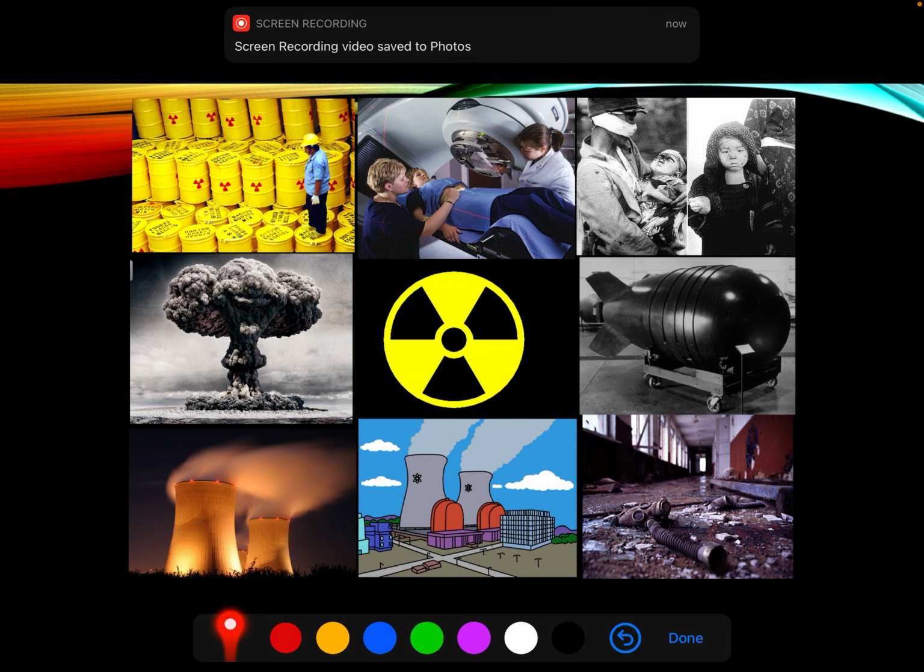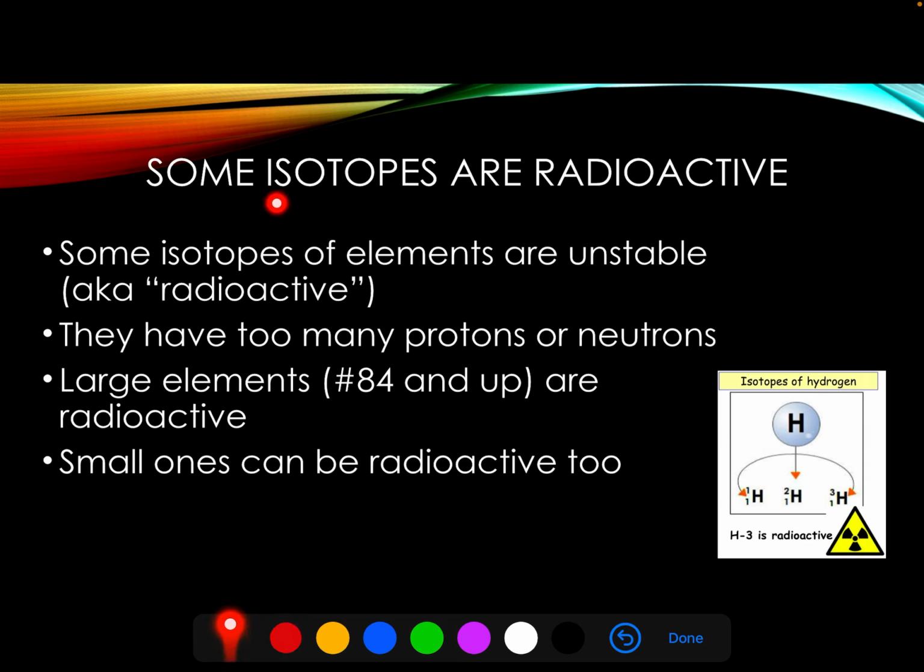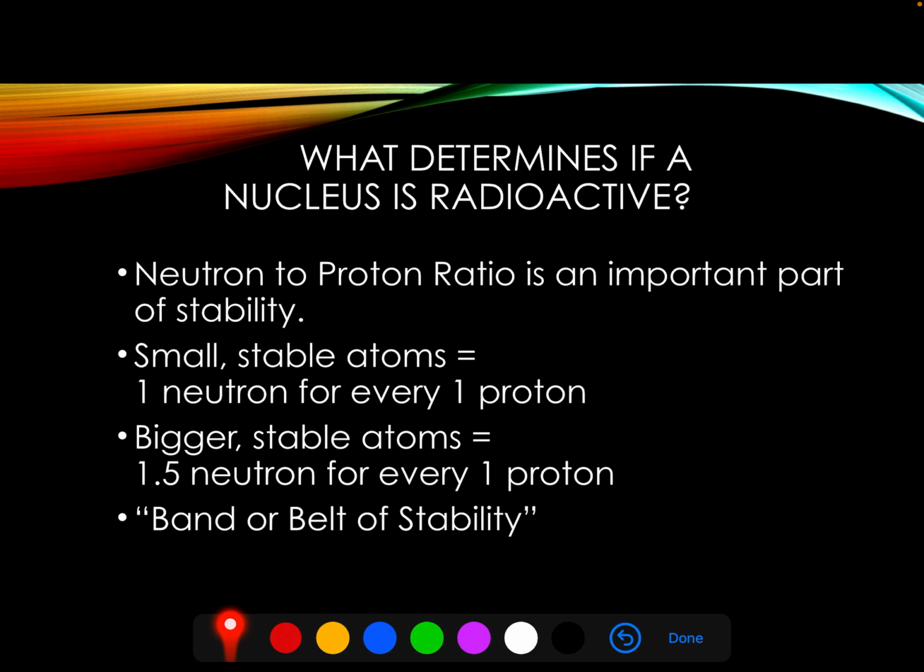Some isotopes are radioactive. So far we've been talking about isotopes, and I've just been kind of throwing around the word isotopes. Well, it turns out that some atoms, some isotopes are radioactive. Some isotopes of elements are unstable, and when they're unstable, we call them radioactive. They have too many protons or too many neutrons, and that's what makes them unstable. Large elements, number 84 and up on the periodic table, are in fact radioactive no matter what. Small ones can be radioactive too.